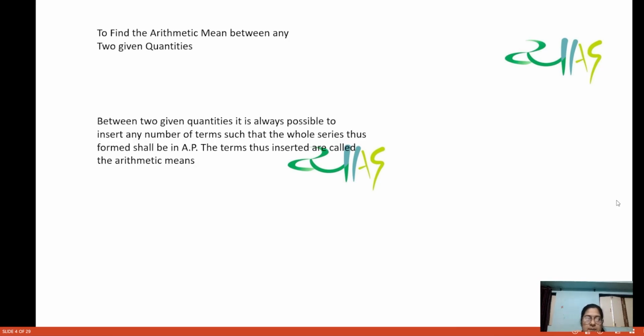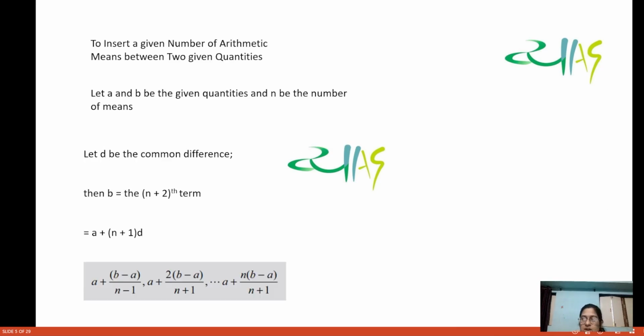Okay. Now look at this thing. To insert a given number of arithmetic means between two given quantities, what we are going to do. Okay, so let us see. Now you have, let's say, two numbers A and B. And you are given that between these two numbers insert n terms. Between these two numbers insert n terms. So now the total arithmetic progression becomes of how many terms? It will become of n plus 2 terms.